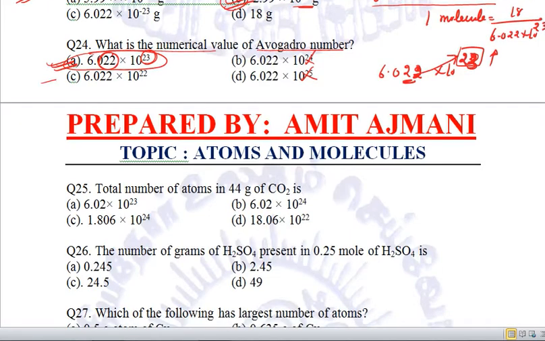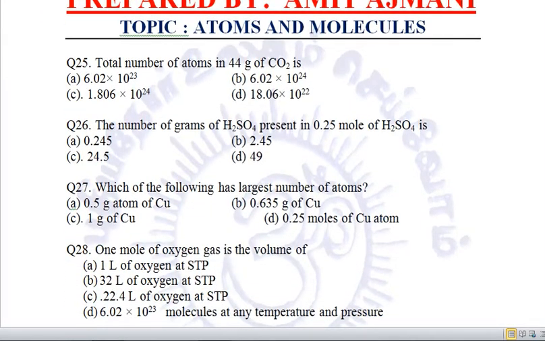Coming to the next question. 25th. In this question, we are given the total number of atoms in 44 gram of carbon dioxide. Now, how many atoms are present in 44 grams of carbon dioxide? We can simply relate it. How? It should be the number of molecules as such. It should not be the number of atoms. Why so? Because carbon dioxide is basically a compound, right? So, how are we going to calculate it?